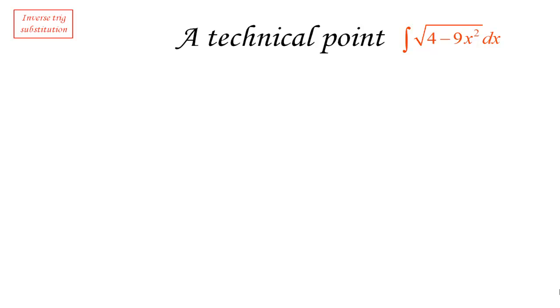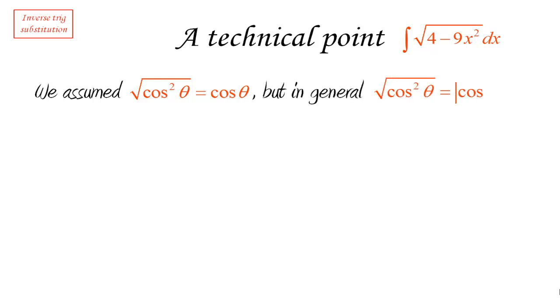Let me stay for a few minutes on a technical point that may bother you, maybe not, but just in case it does, I'm going to address it. If you go back through the example I just showed you, you'll notice that at some point we assumed that the square root of cosine squared of theta was cosine theta. However, this is sort of a junior high school kind of assumption, because we know now that in general, if I'm computing the square root of cosine squared theta, that's really the absolute value of cosine theta, right?